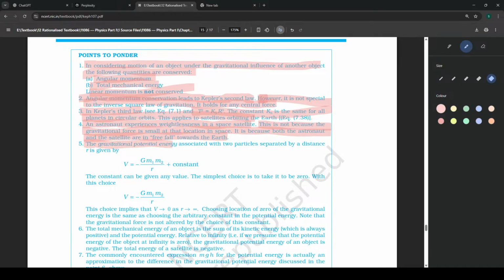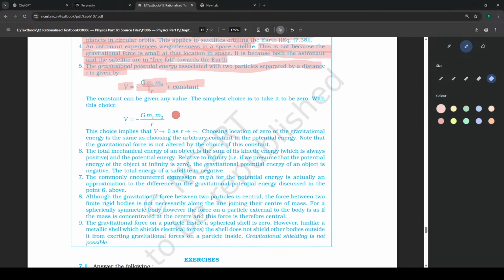The gravitational potential energy associated with two particles separated by a distance r is given by V equals minus Gm1m2 by r plus constant. The constant can be given any value, it can be 0 as well. The simplest choice is to take it as 0. With this choice, we get a much simpler value, V equals minus Gm1m2 by r. The choice implies that V equals 0 at r equals infinity. Choosing the location of zero gravitational energy is the same as choosing the arbitrary constant in the potential energy. Note that the gravitational force is not altered by the choice of this constant.